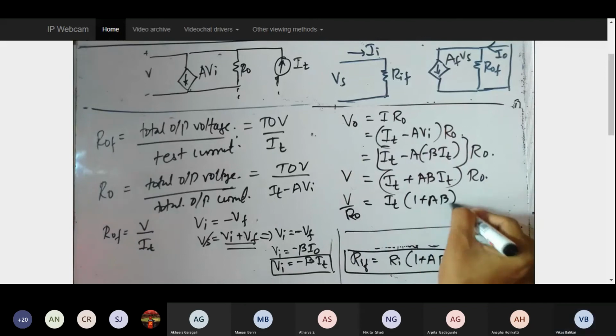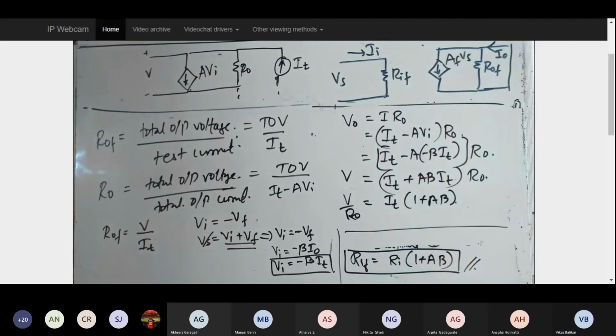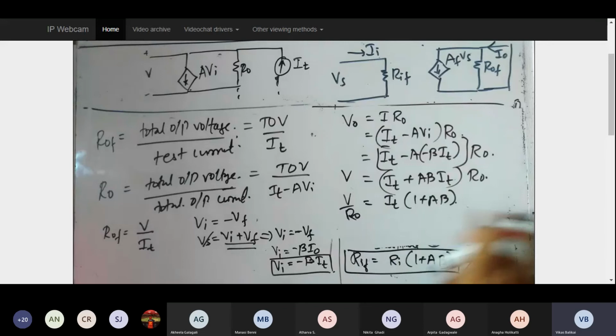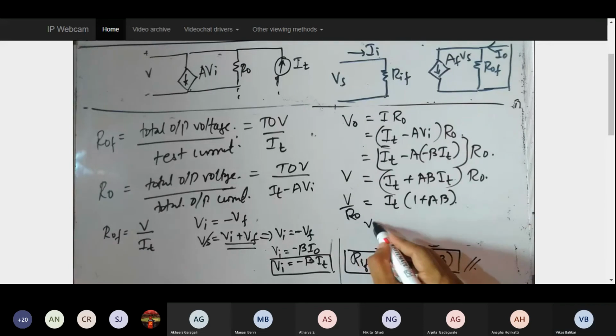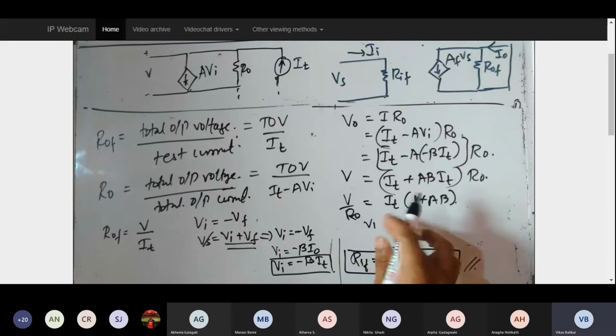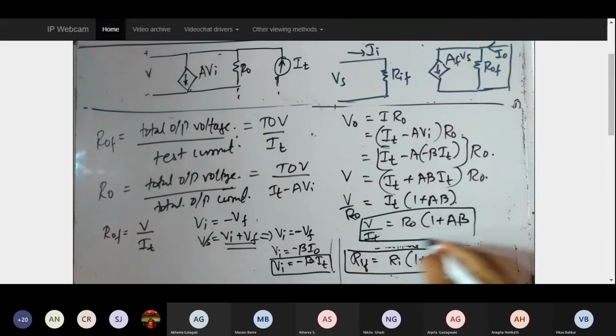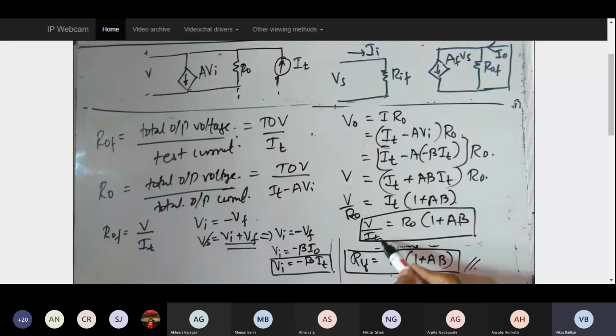So what is V upon, or can I bring this V upon IT? Can I do that also? Rather than taking IT common, can I write V upon IT multiplied by R naught into 1 plus A beta? So this is what I obtained: V upon IT is equal to R naught times 1 plus A beta.